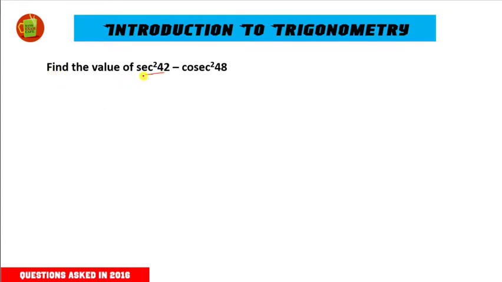Find the value of sec square 42 minus cosec square 48. Here the angle is 42 degrees and this is 48 degrees, and the sum of these two angles is 90 degrees. It means these two angles are complementary angles. So this 42 I will write as sec square (90 minus 48). Instead of 42 I am just writing 90 minus 48, because 90 minus 48 is nothing but 42, minus I will keep it as it is, cosec square 48.